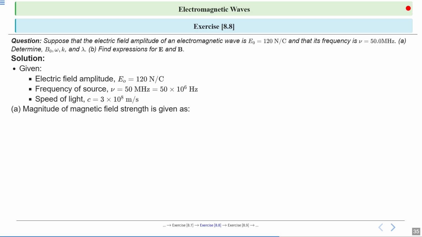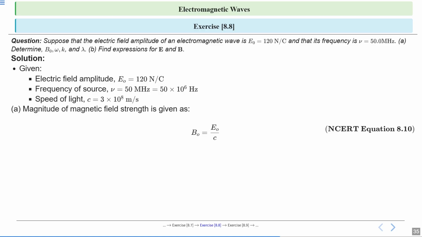The magnitude of the magnetic field strength is given as B naught equal to E naught upon c. This is the relation between the amplitude of the magnetic field and the amplitude of the electric field, according to NCERT equation 8.10. Okay, so you have to attend the theory lectures if you don't know this expression.